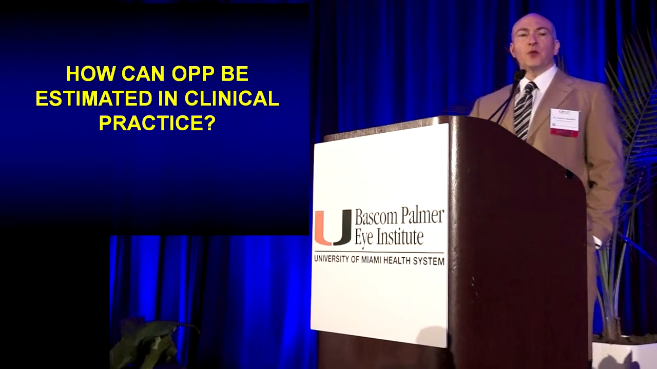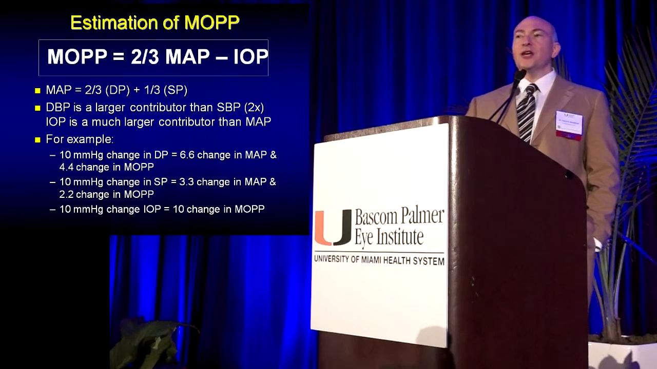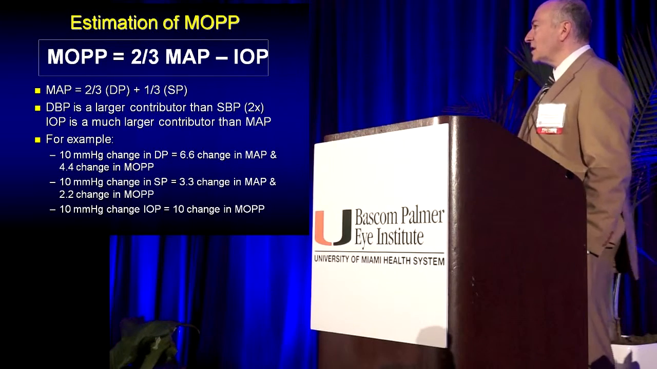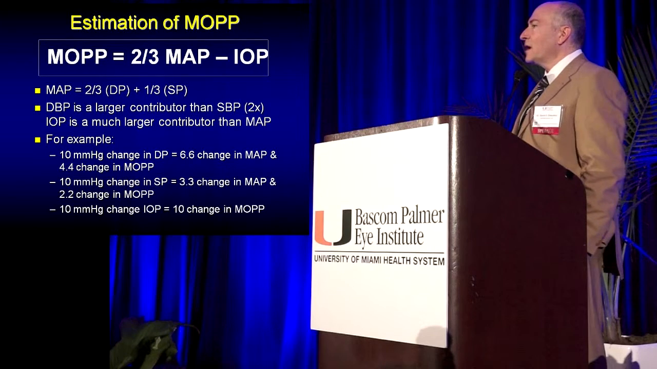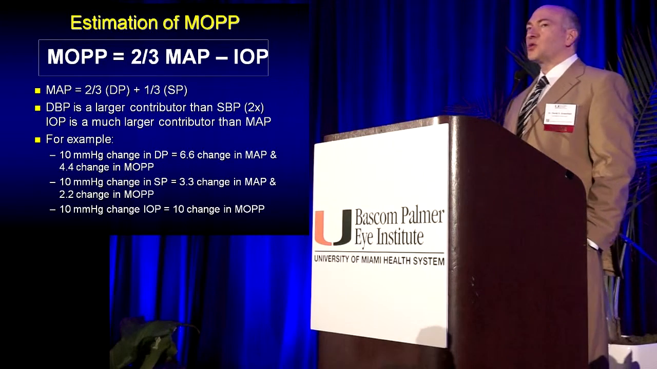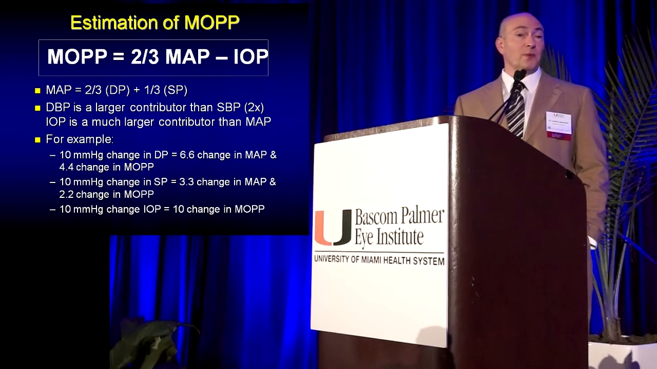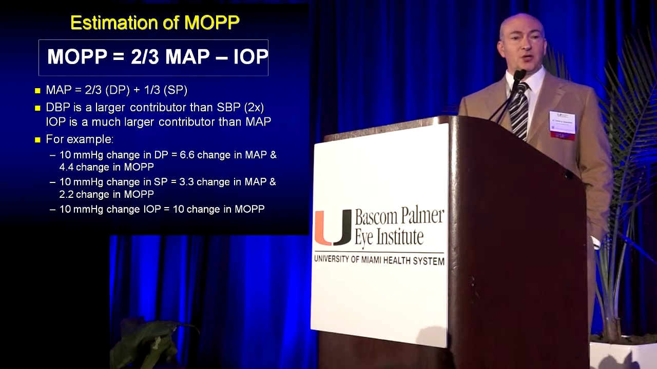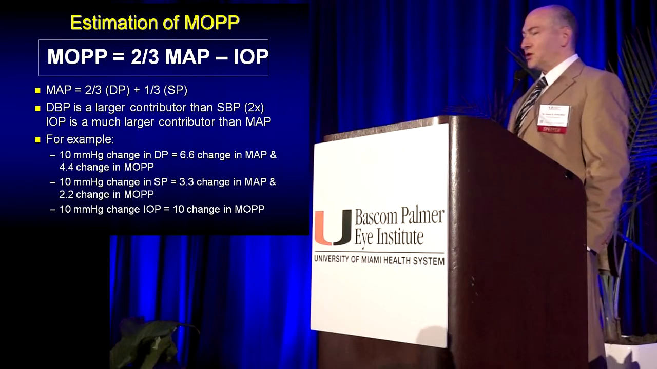So, how can we use OPP and how can we estimate OPP in clinical practice? I mentioned that a lot of the studies that I've illustrated, both during this presentation and the prior, have identified mean ocular perfusion pressure as an important risk factor for glaucoma progression. So what is MOPP and how can we calculate it? Well, it's 2/3 of the mean arterial pressure minus intraocular pressure.